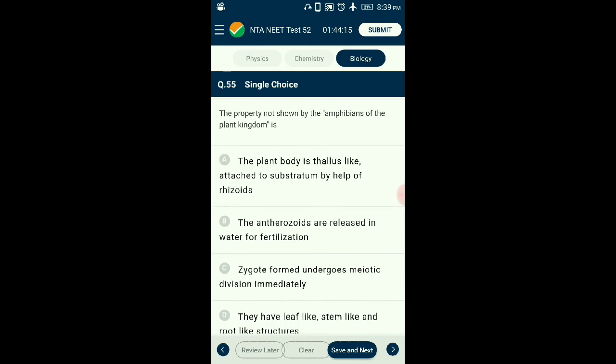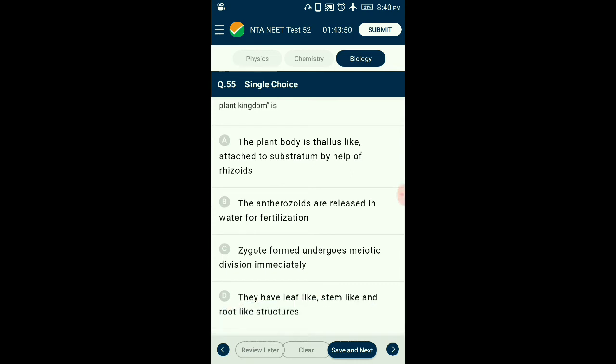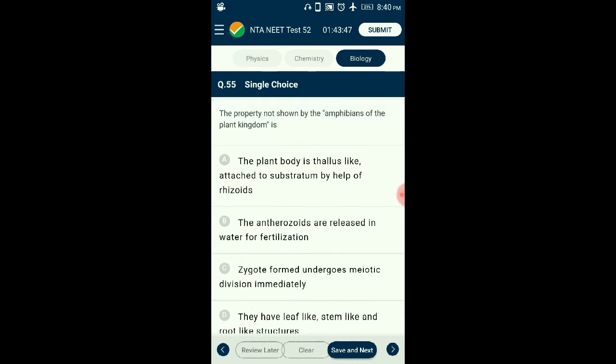Question number 55. The property not shown by the amphibians of the plant kingdom is. Bryophytes are generally called amphibians of the plant kingdom, or plants that can live on soil but are dependent on water for fertilization. The plant body of bryophyte is thallus-like and attached to the substratum by unicellular or multicellular rhizoids. The male gametes produce antherozoids, which are released in water to come in contact with archegonium and form a zygote, which does not undergo reduction immediately.